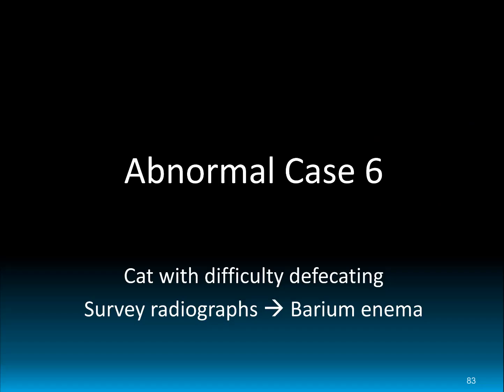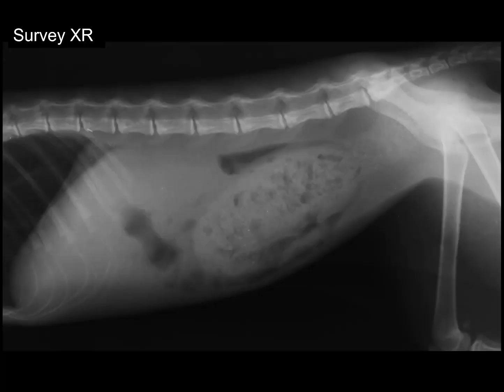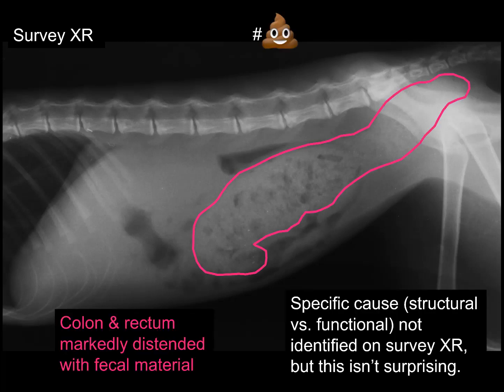So let's go to another cat. Same kind of story, difficulty defecating, starting with survey radiographs. Pretty dramatic. Again, we've got a lot of fecal material in the colon here. So you get the old hashtag poop emoji going. And this cat is constipated, obstipated, if you want to say it's severe enough to be at that point. It's distended, so I think that's fair.